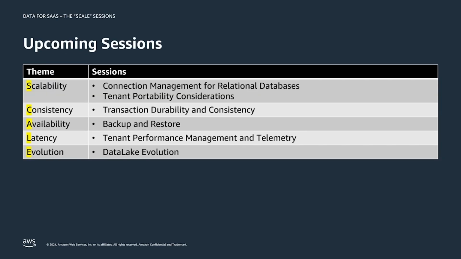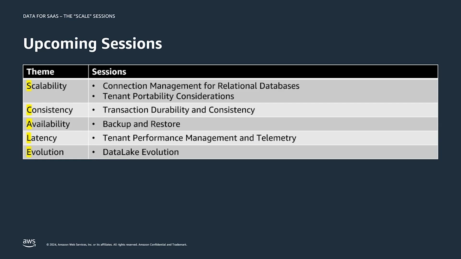So these scale themes are what we're going to look at during these upcoming sessions. The next ones we're looking to do around the scalability theme are connection management for relational databases. We're going to talk about some considerations for tenant portability, consistency, a deep dive in transactional durability and consistency, availability, backup and restore, so tenant by tenant backup, restore, and so forth. Latency, tenant performance management, metrics, telemetry.